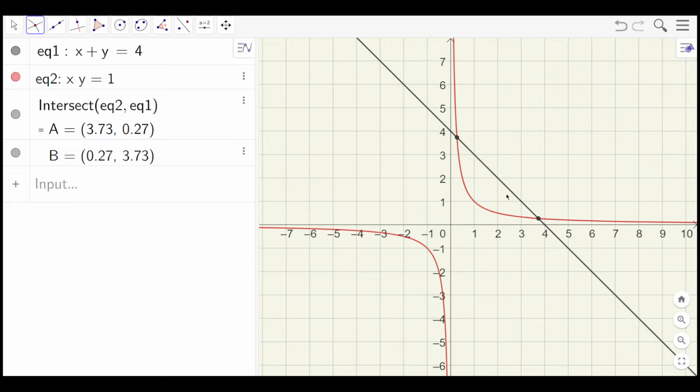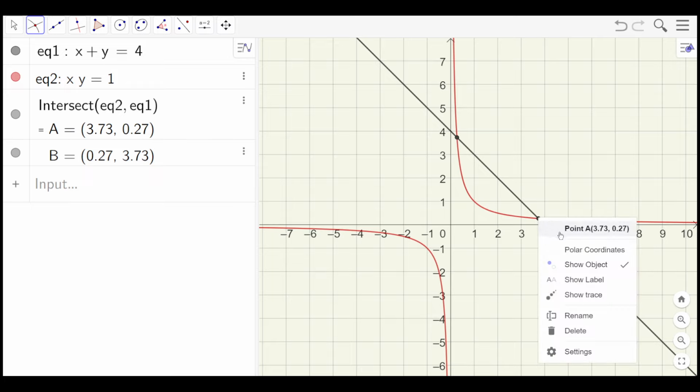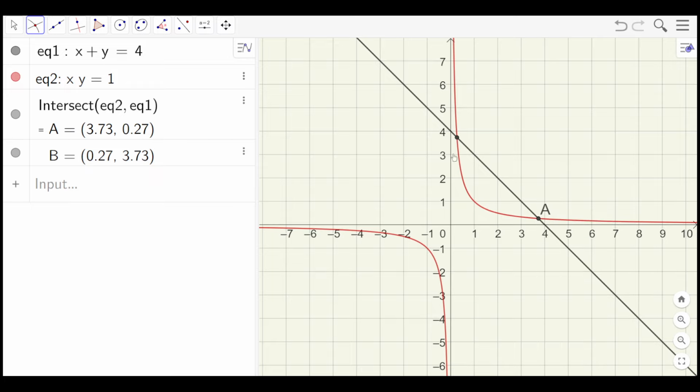This point A, for example, let me open the label for you, show the label, and then let me also show the label here. So this point A has 2 coordinates, yes? This is the x coordinate of point A, this is the y coordinate of point A. So this is one value for x, and this is one value for y.